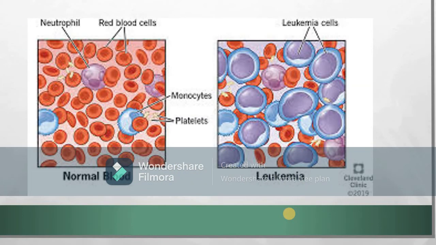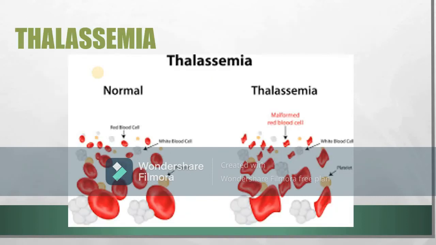Here you can see in this example, these are the neutrophils, red blood cells, monocytes, and platelets. Here are the leukemia cells, and the growth of these leukemia cells is exceeding in case of leukemia, while here this is the normal blood. Okay, the next thing is about thalassemia.